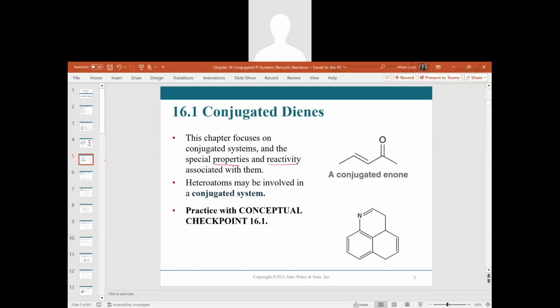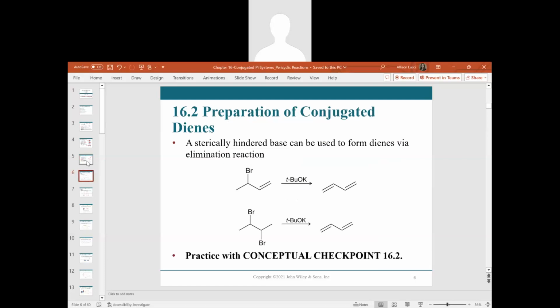We should note that a conjugated system can also include heteroatoms. If you recall, a heteroatom is something other than carbon and hydrogen. In this case, we have this conjugated enone up top here. We have the ene part here for the alkene, and then a ketone functional portion here. But collectively, this is considered a conjugated enone. And again, those heteroatoms can be part of conjugated systems. So we'll continue with how to form or prepare these types of dienes in the next section.